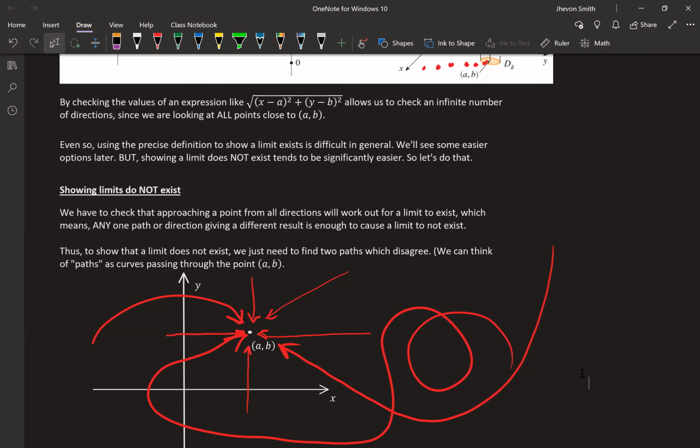Just like in single variable calculus, if the left-hand limit and the right-hand limit did not agree, then you say the limit does not exist. In that same kind of way, if I can find two paths, left and right isn't really relevant anymore in this discussion because we can approach from all different angles. But if I can find two paths that don't agree, then we're in business. I can show that a limit does not exist. So we're going to talk about showing that limits do not exist first, before I show you how to prove that they do exist, because to prove that they do exist, you'll have to effectively check an infinite number of directions. So let's start with showing that a limit does not exist.